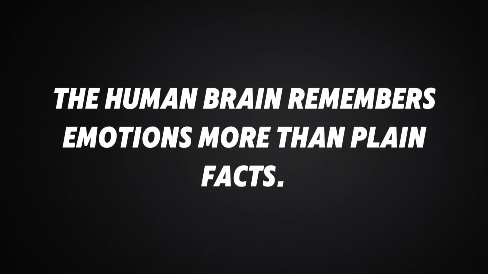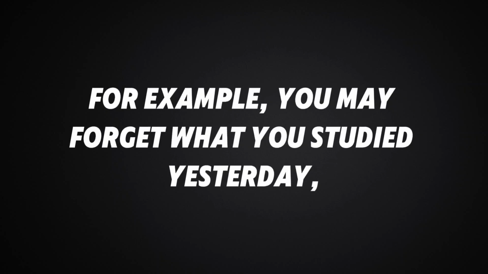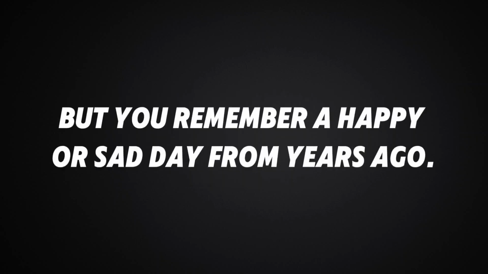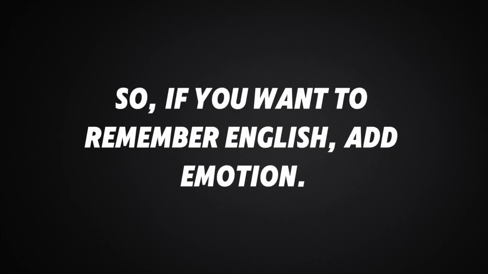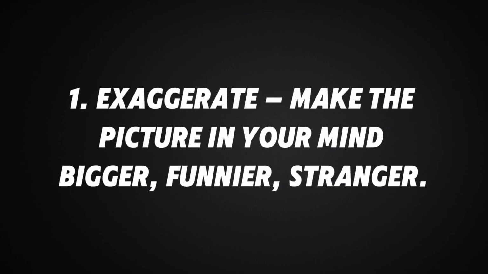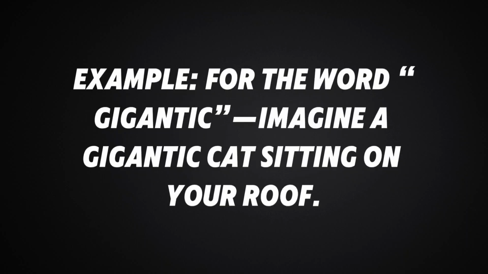Chapter 9. Emotional triggers for memory. The human brain remembers emotions more than plain facts. For example, you may forget what you studied yesterday, but you remember a happy or sad day from years ago. So, if you want to remember English, add emotion. Here are some methods. 1. Exaggerate. Make the picture in your mind bigger, funnier, stranger. Example, for the word gigantic, imagine a gigantic cat sitting on your roof.